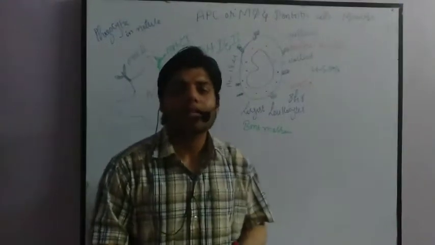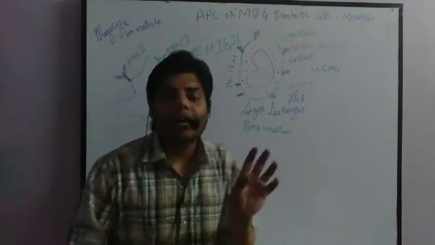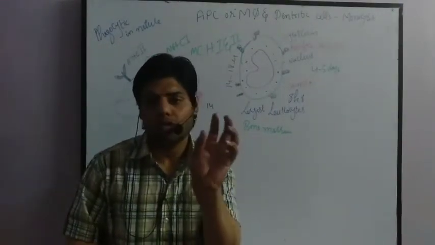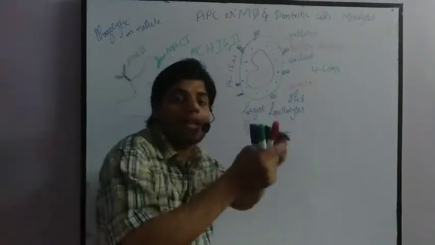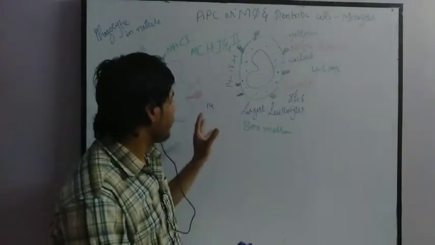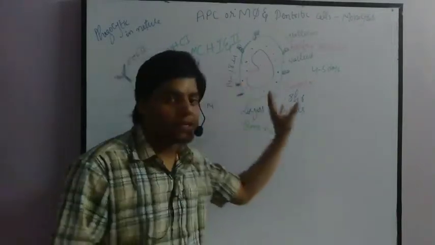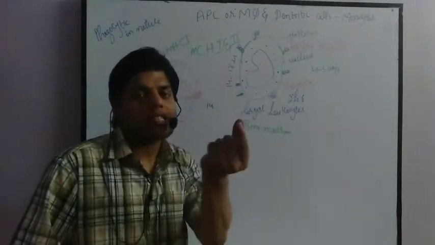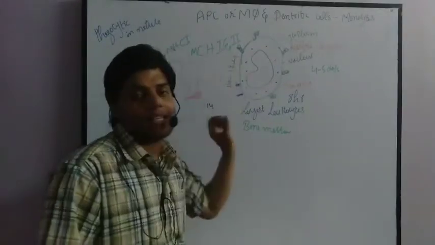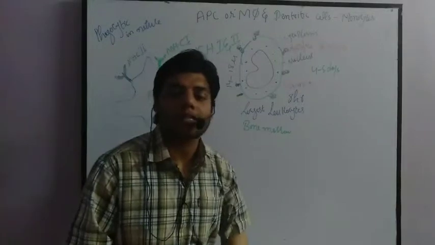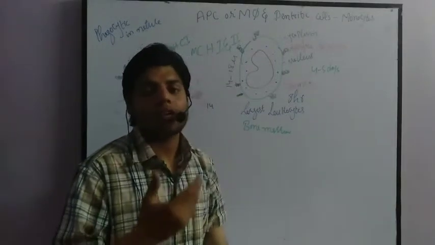What does scavenger mean? It means that they can recognize the dead form of the pathogen, or they can showcase the dead form of the pathogen. Let's suppose this cell is presenting an antigen, and this antigen is in a dead form, so this CD14 will recognize it. That's why we call them scavenger receptors.